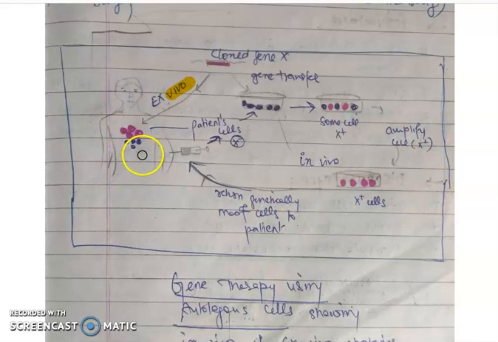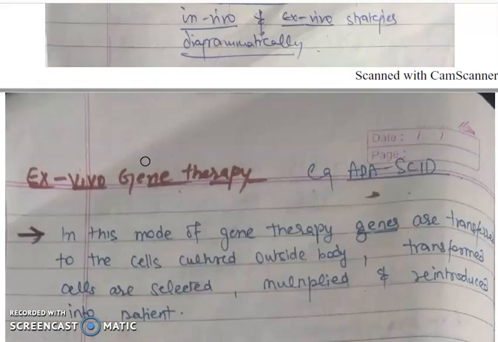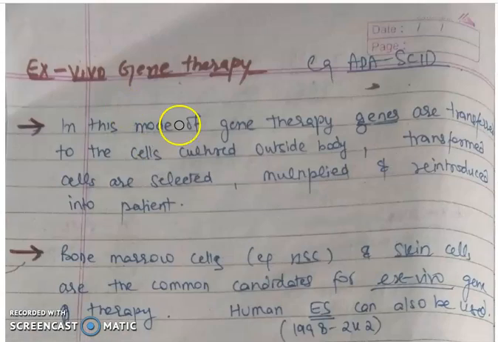In the in vivo approach, we just take the gene directly, put it in some vector, and that vector is introduced into the patient's body directly, and that carrier will carry the gene into the target cells or tissues. Next, we will study both these types in a bit more detail.